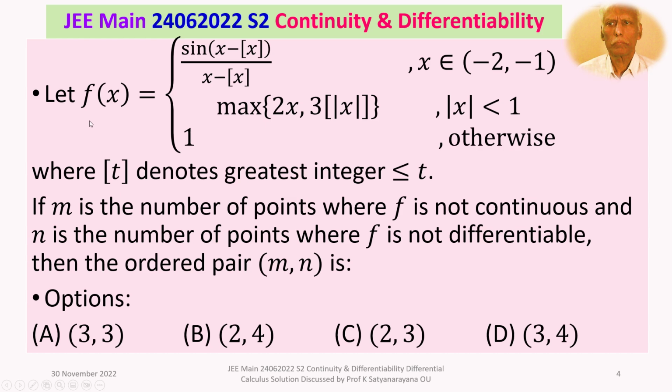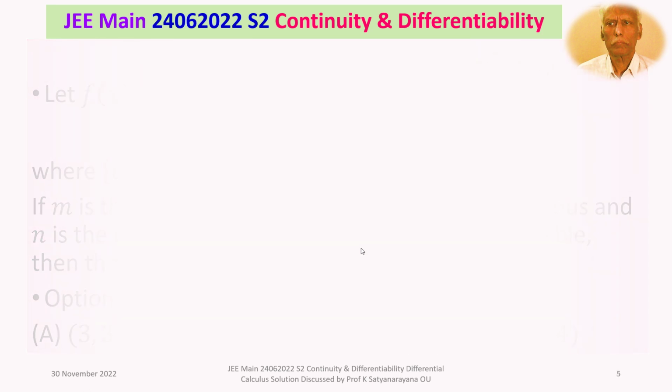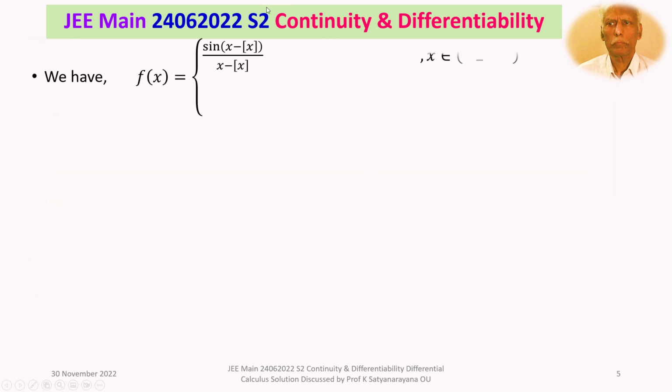So we are given this function f of x defined like this, and here m denotes the number of points where f is not continuous, that means where f is discontinuous, and n is the number of points where f is not differentiable. Then you have to find the ordered pair (m, n). We now discuss the solution of the problem in detail.